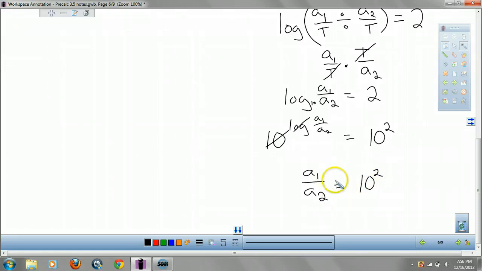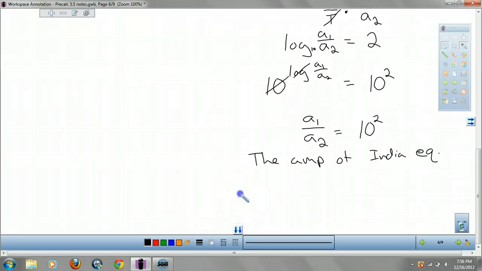This tells me, I'm done, that the amplitude of the India earthquake was 100 times greater than Athens.